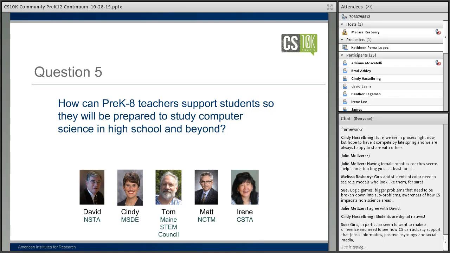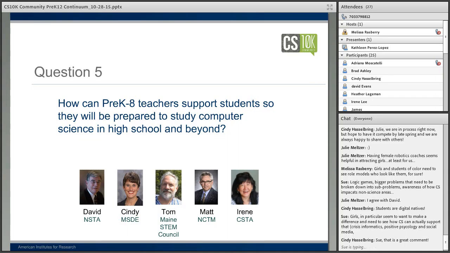And Sue says girls in particular seem to want to make a difference and need to see how CS can actually support that. Yeah, crisis informatics, positive psychology, social media, where CS is used for people things, not just engineering things. Right. So relative to the digital native comment, we want to make sure that we don't civilize them, because we tend to do that with young children's curiosity, for example. We civilize it right out of them.